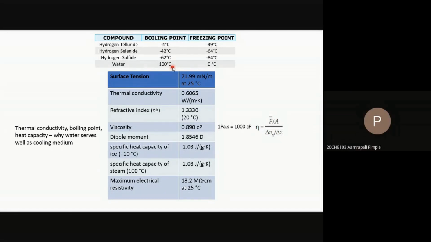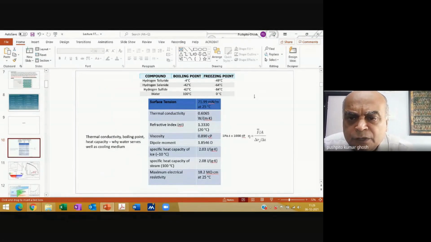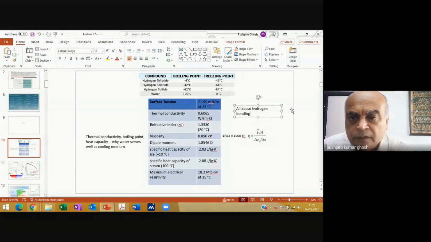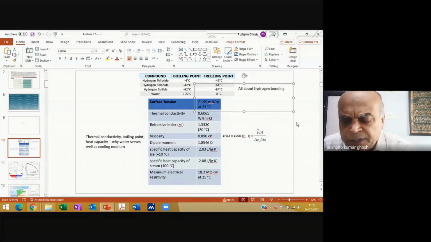So hydrogen bonding. Absolutely, hydrogen bonding. You later on realize the tremendous importance of weak interactions.